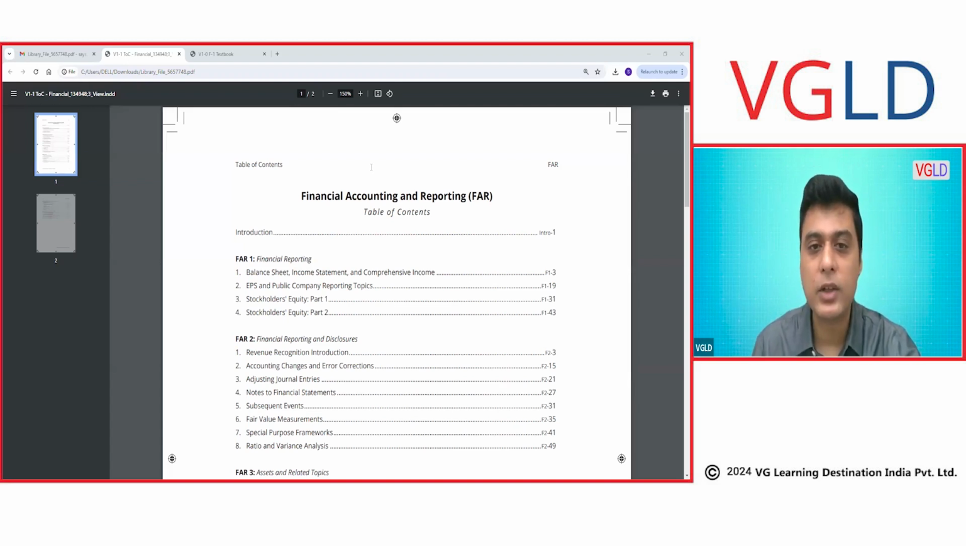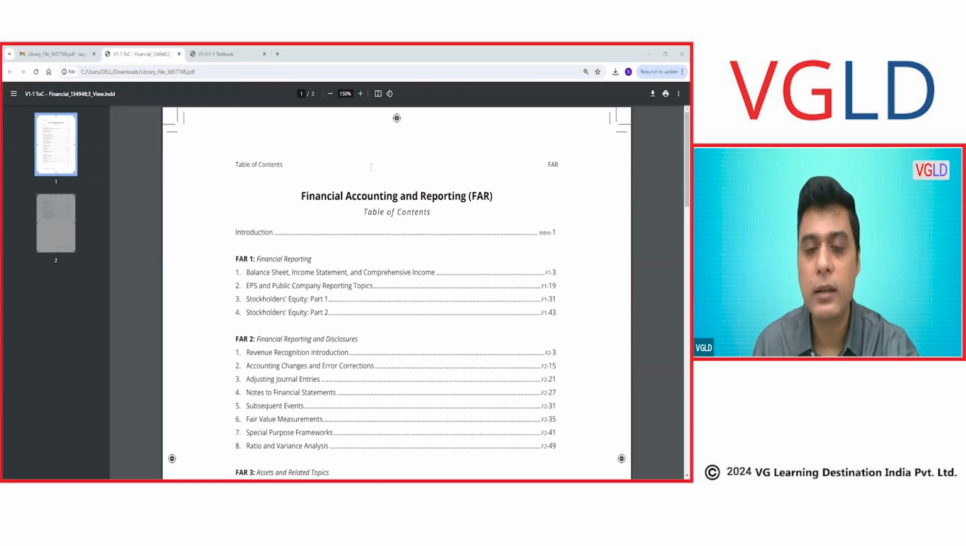In this, we'll cover balance sheet, income statement, comprehensive income. If you're not familiar with what comprehensive income is, we will, of course, talk about it. EPS is earnings per share, and then public company reporting topics. Here we are going to cover some SEC reporting, like the annual filings that happen, quarterly filings that happen. What are the form numbers? What are those forms called? What are the due dates? What needs to be filed along with those forms, etc.